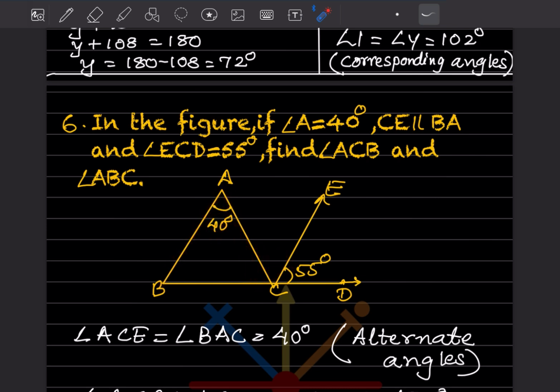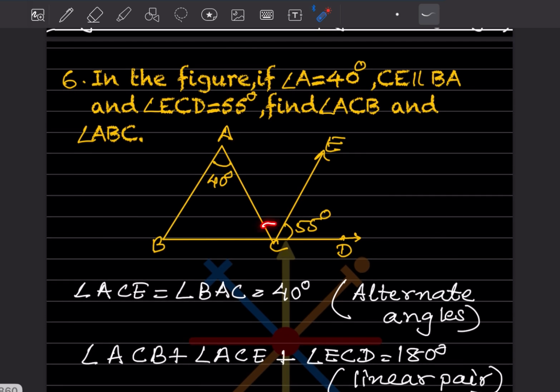So this also should be 40, because one is on this side and the other one is on the other side. So this is 40, and this also should be 40 because of the alternate angles. Then we got this angle AC, 40 degrees. Now we know this is 55, this is 40.